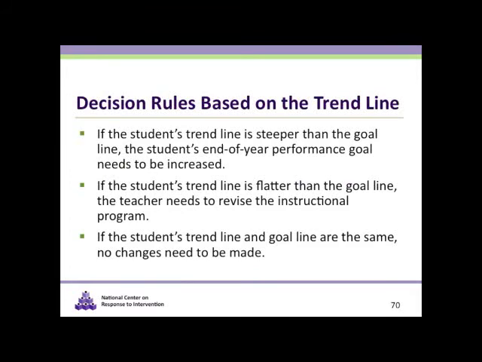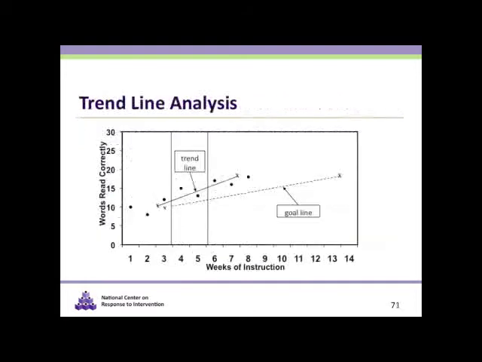Here are some basic decision rules based on trend line analysis. If the student's trend line is steeper than the goal line, the student's end-of-year performance goal needs to be increased. If the student's trend line is flatter than the goal line, the teacher needs to revise the instructional program. If the student's trend line and goal line are the same, no changes need to be made. On this graph, the trend line is steeper than the goal line. The student is showing increasing scores, therefore, the student's end-of-year goal needs to be adjusted to provide more of a challenge. The student could also be moved to less intensive support if he or she met the grade level benchmark.